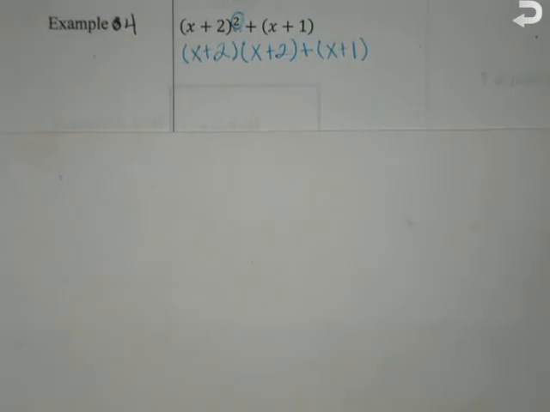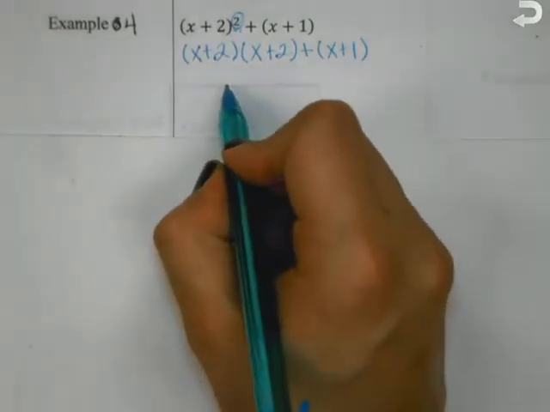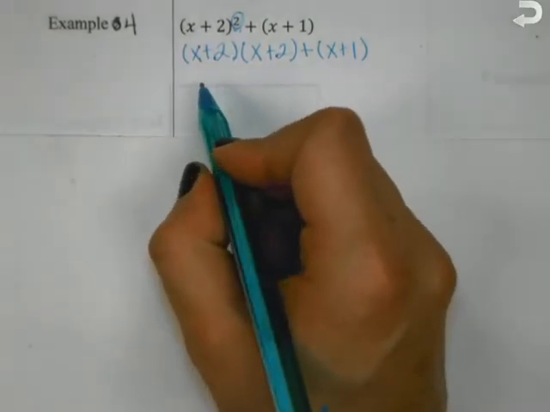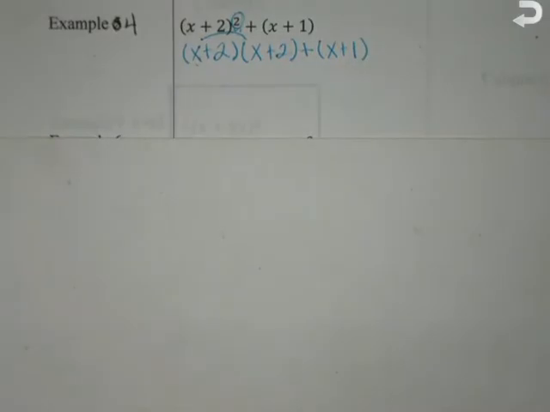Okay, let's use FOIL method on this one. So now I have x plus 2 times x plus 2. If you want to use the box, go ahead and use the box. So F stands for first, x times x. What does that give me? Yeah, we're using FOIL, x times x. It's x squared. X squared, perfect.